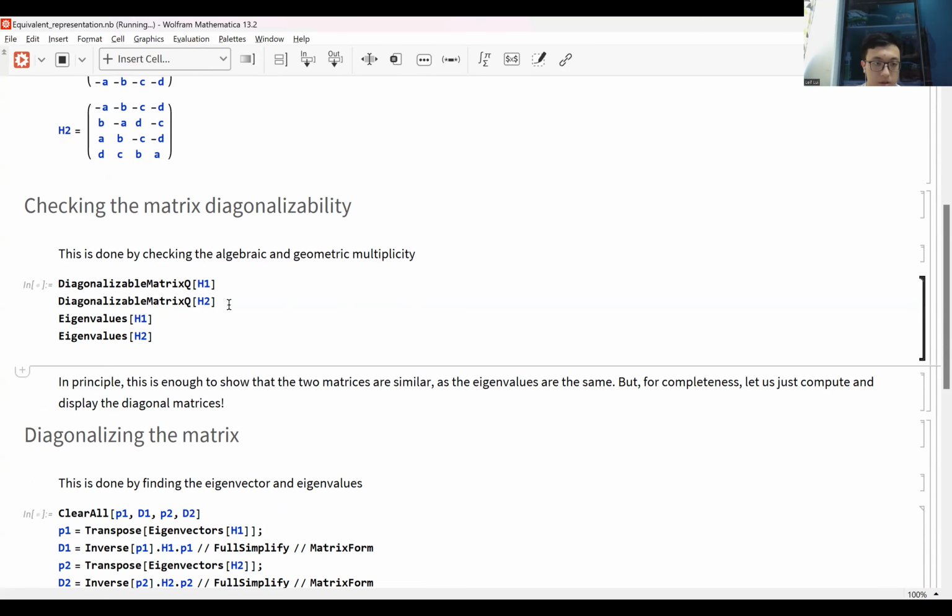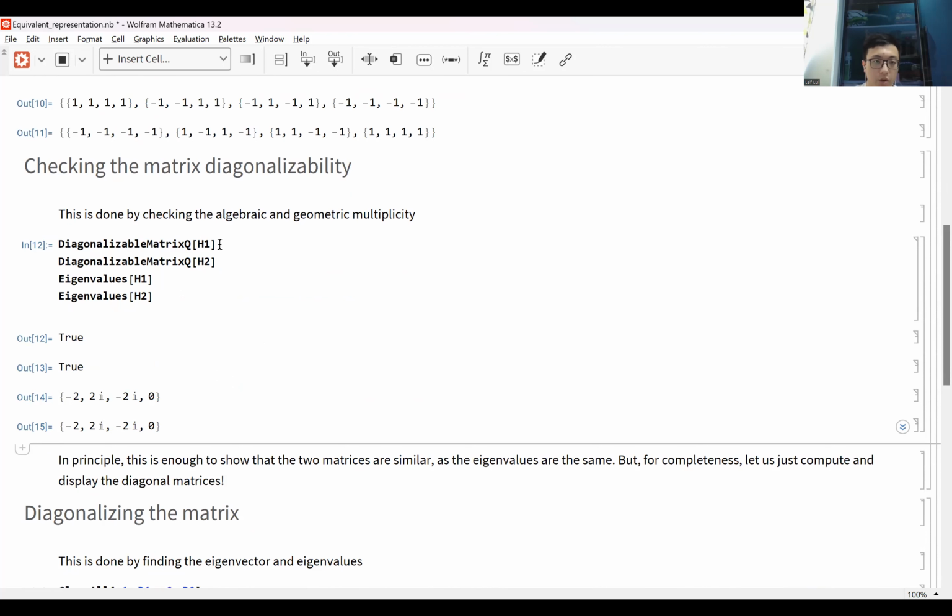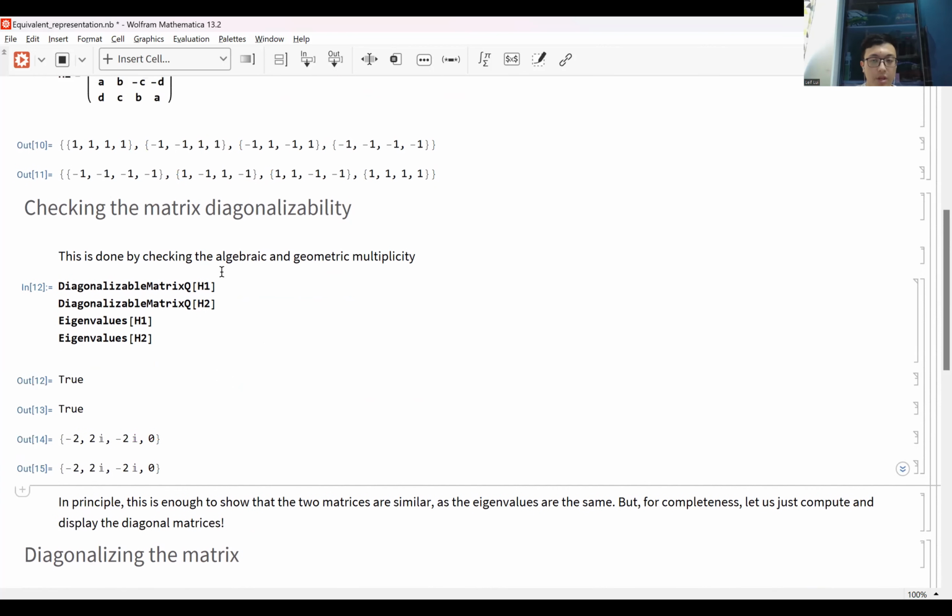I have not run the matrices here, so let's run them first. Now, if it's false, then we cannot use this argument, but I did not run the matrix beforehand, so it should yield true. If we do this, we find that the matrices H1 and H2 are diagonalizable. But we also need to check that their eigenvalues are equivalent. So by computing eigenvalues of H1 and eigenvalues of H2, we get these two expressions.